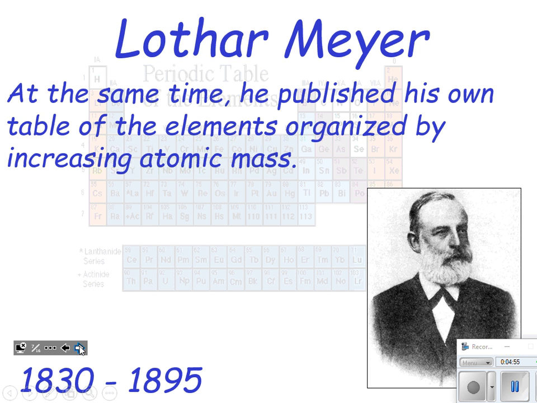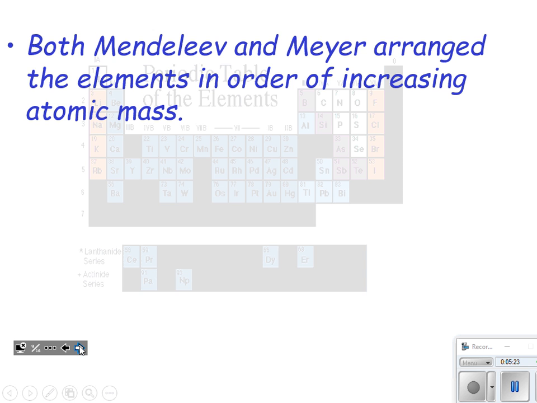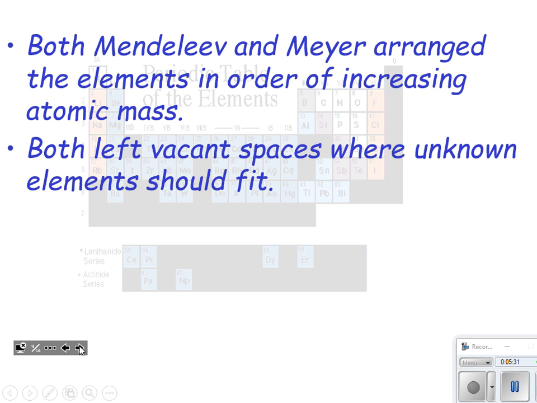He organized his table by increasing atomic mass. Now, here's the thing. Mendeleev, Meyer, same time, same thing, atomic mass. How come we credit Dmitri Mendeleev with discovering the periodic table and not Lothar Meyer? Both of them were arranged in atomic mass.